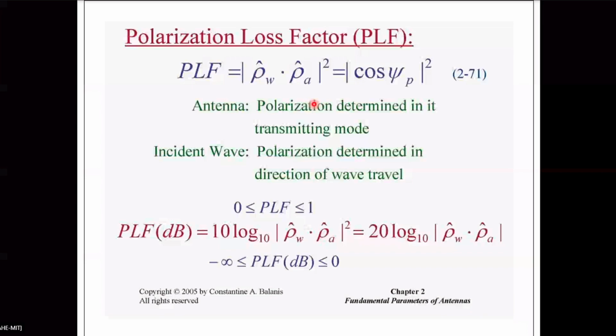So the dot product of these two unit vectors will give cos of psi p, where psi p is the angle between rho W hat and rho A hat. Because these are unit vectors, you get only cos psi p, whole square. Why whole square? Magnitude square. Why magnitude square?